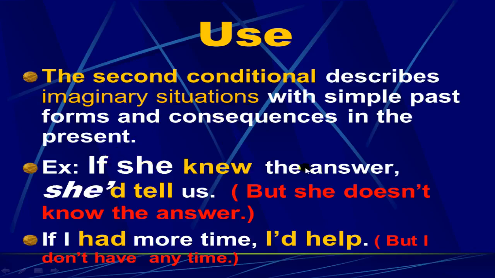If she knew the answer, she'd tell us. If she knew, in the simple past. The verb know, K-N-O-W, the past knew, K-N-E-W. If she knew the answer, she'd tell us. But she doesn't know the answer. So here, it expresses something in the simple past, but the result is in the present. What is the result? She doesn't know the answer.